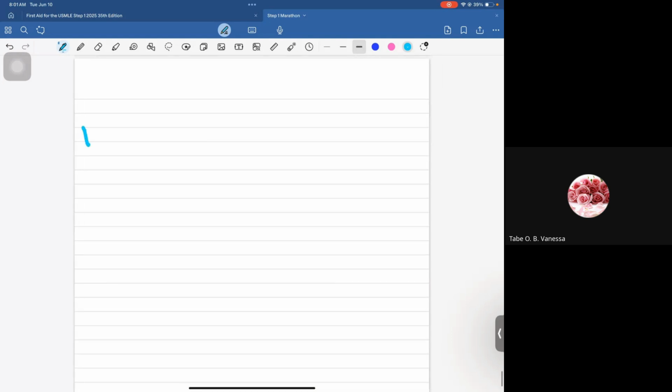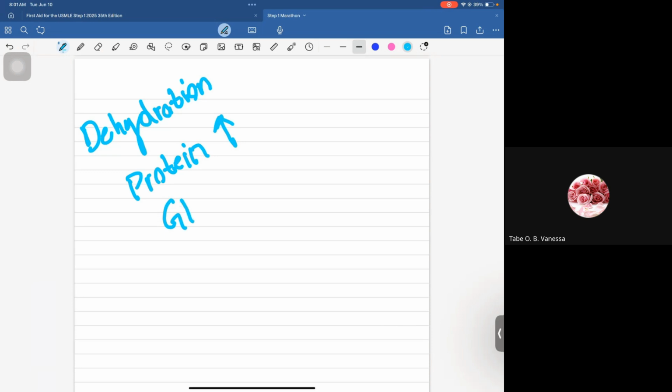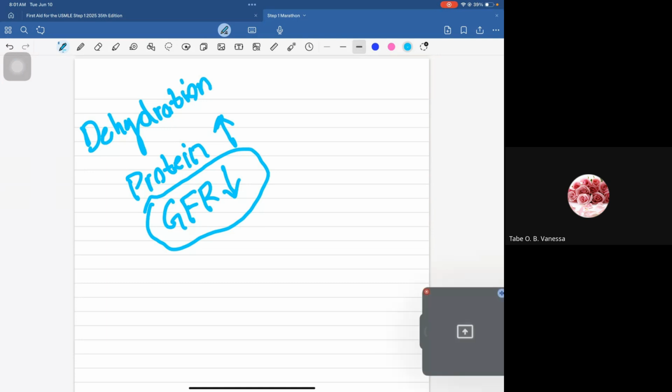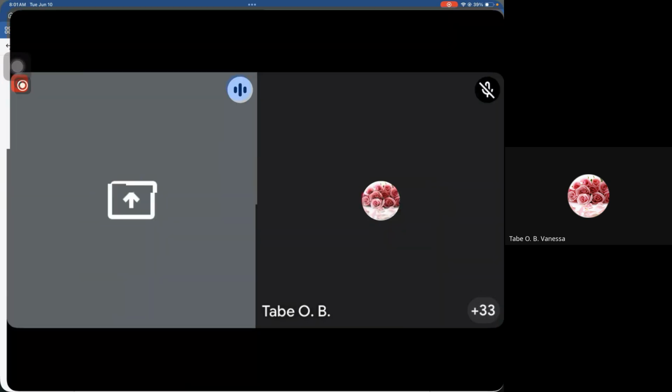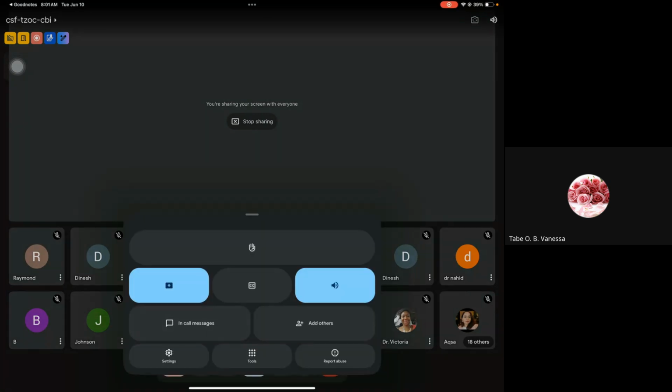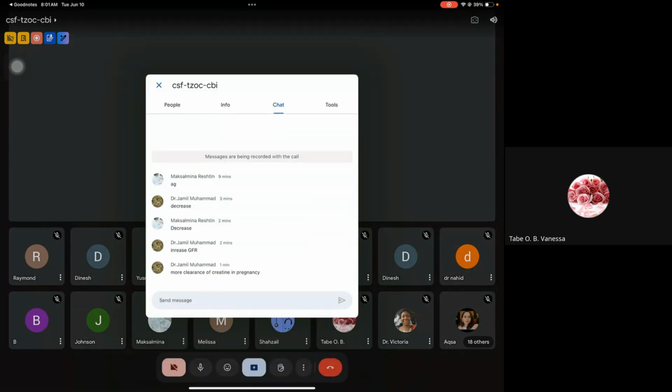Similarly, if you are having dehydration, right? Whenever you are gonna dehydrate, the protein levels are gonna increase. How? Because the proteins are gonna get concentrated. Now, when the protein levels increase, the GFR is gonna decrease, right? Why is this important? This is a good mechanism by our body because once the GFR is gonna decrease, there is going to be less urine formation, right? And almost all of the blood is going to get cleared, right?